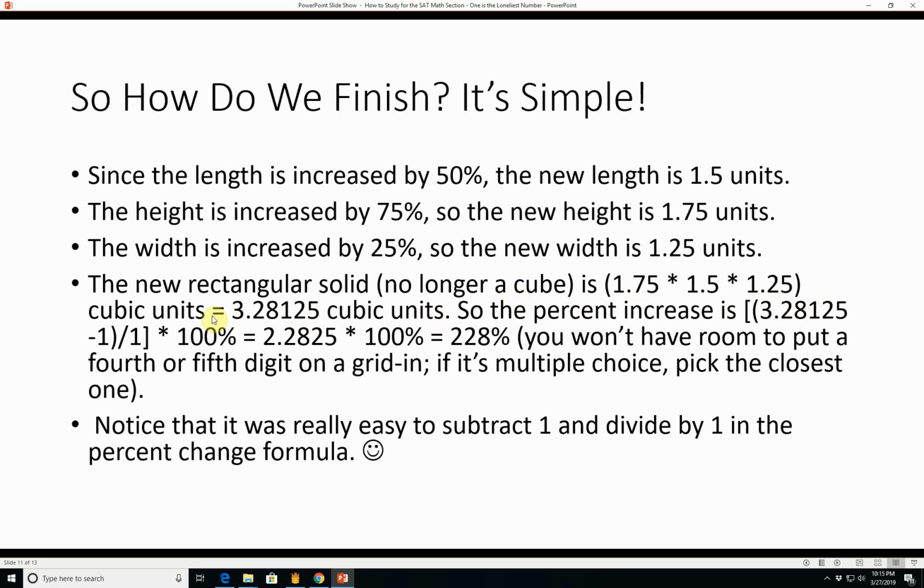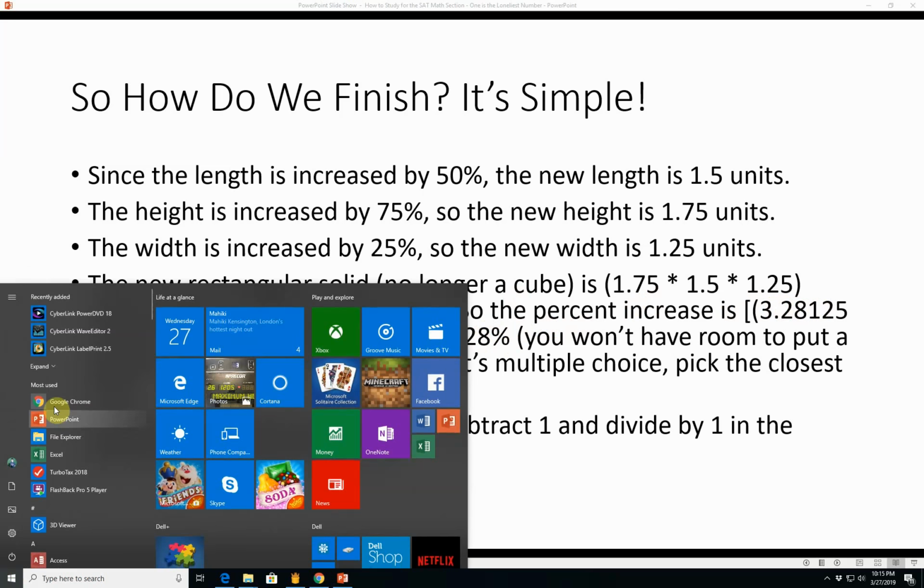So the percent increase is (3.28125 minus 1) over 1 times 100%, which is going to be 2.28125 times 100%, which is roughly 228%. You won't have room to put a fourth or fifth digit on a grid-in. If it's multiple choice, just pick the closest one.